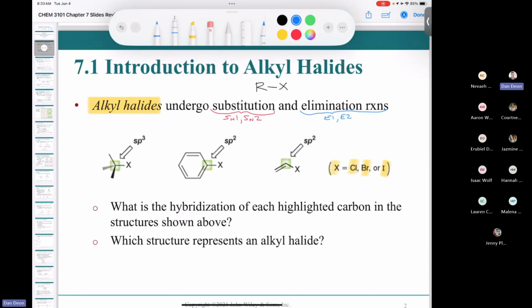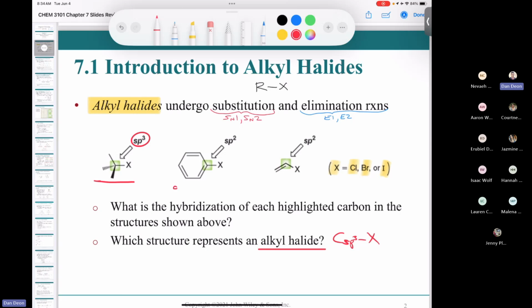So an alkyl halide is one where we have the halogen attached to a carbon, and it says, what is the hybridization of each one of the carbons here? Well, you can see that somebody already went ahead and labeled them as sp3, sp2, and sp2. But which one represents an alkyl halide? Well, remember, an alkyl group is something like an ethyl or a propyl. And so it's going to be attached to an sp3 hybridized carbon. So we'll say an sp3 hybridized carbon attached to a halogen. That counts as an alkyl halide.